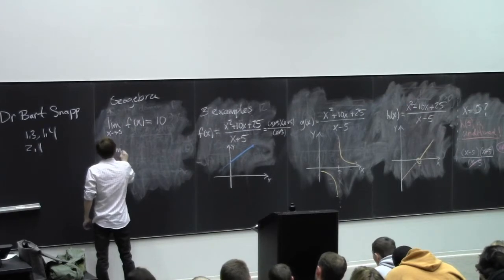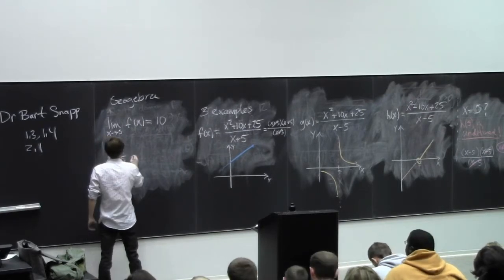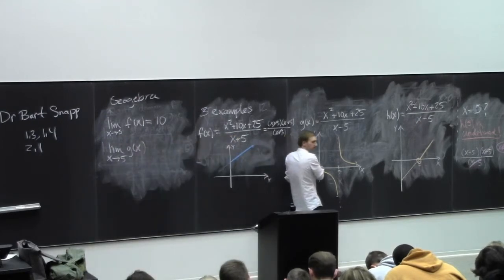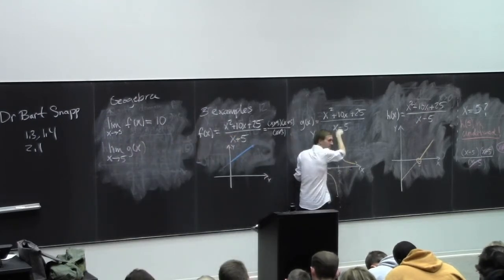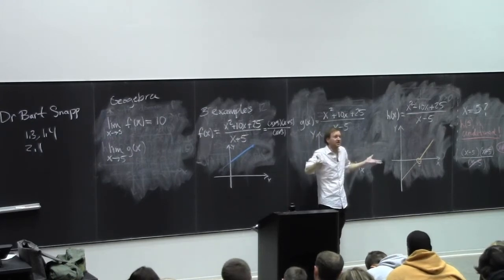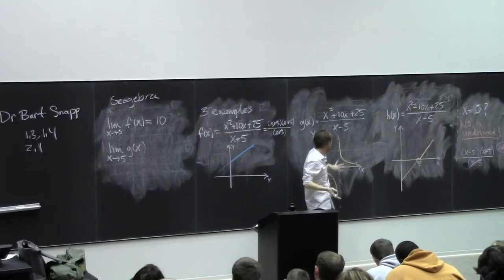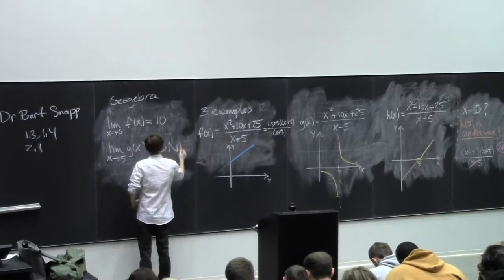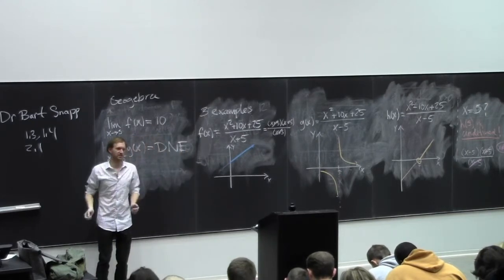What is the limit as x goes to 5 of g of x? What happens as x goes to 5 here? Positive, negative, that's a good guess. But the thing that I want to see is does not exist. Okay. Does not exist.